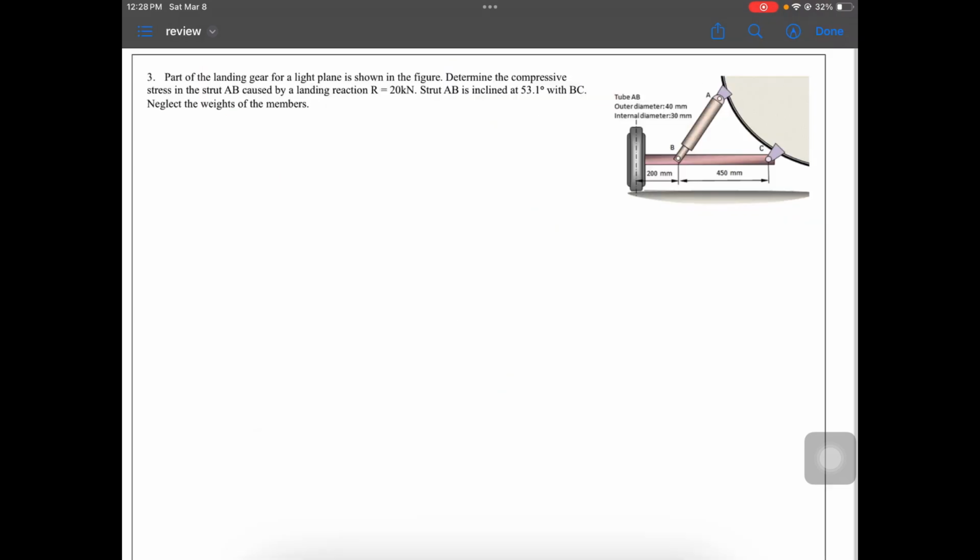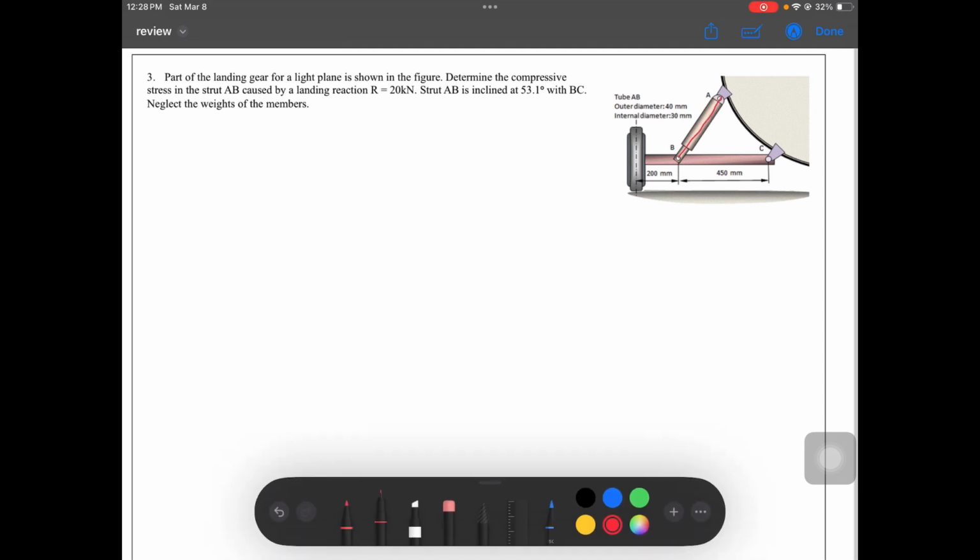So, third example, part of the landing gear for a light plane is shown in the figure. Determine the compressive stress in the strut AB caused by a landing reaction na 20 kN. Strut AB is inclined ng 53.1 degree from line BC. So, neglect the weights of the member. So, unang-una, meron tayong strut AB, this one. Then, may landing reaction na 20 kN.